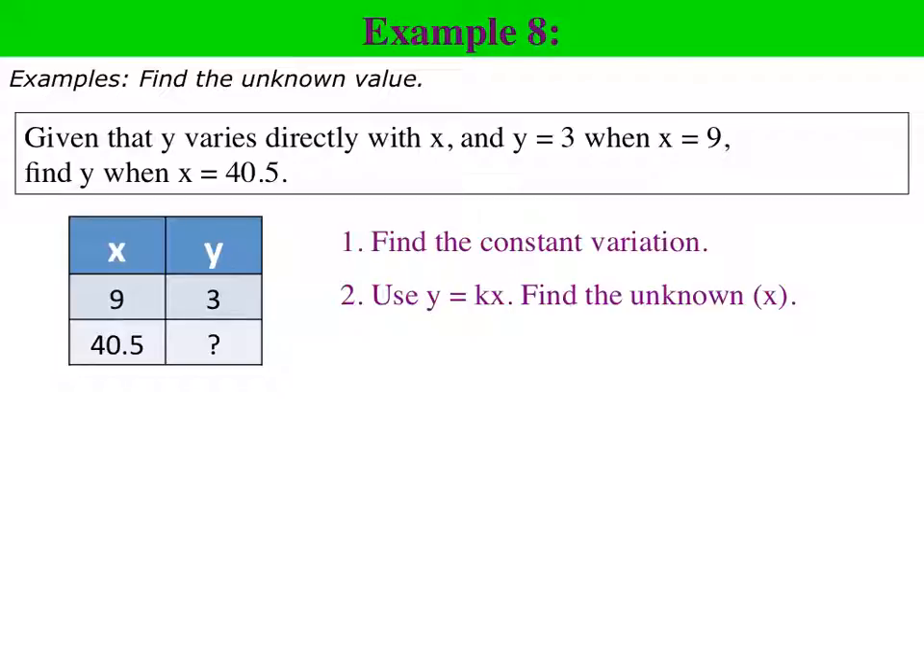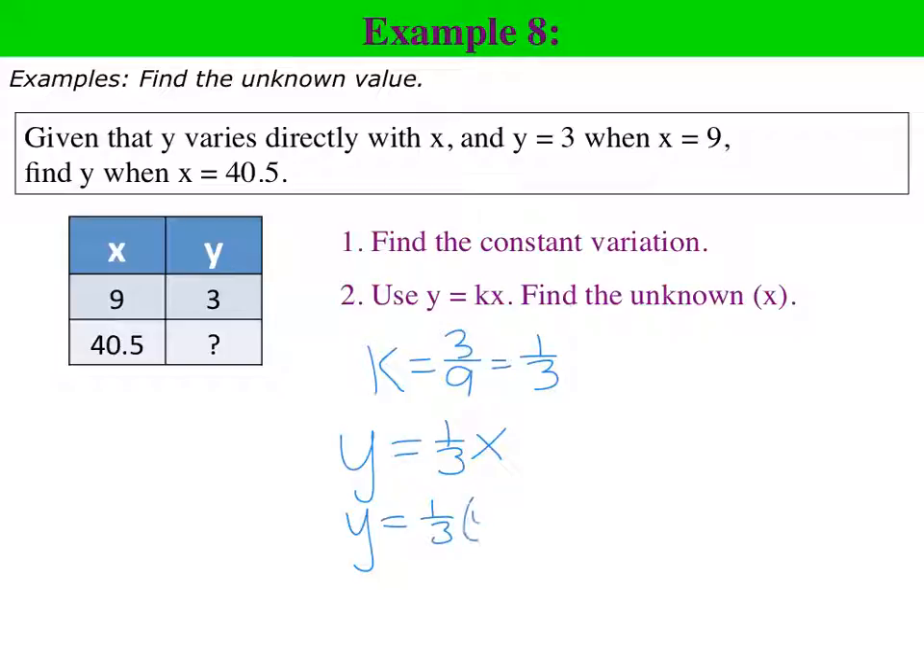Okay, for the next one, it says y varies again with x, and y is 3 when x is 9. What would y be when x is 40.5? So again, we're going to find k by doing y over x, which would be 1/3. We're going to write our equation, which is 1/3 x, and then we're going to go ahead and plug in so we can solve. So this time we're actually solving for y when we know x, so we're going to plug in 40.5 and multiply that by 1/3. And we end up getting y equals 13.5 for this direct variation.